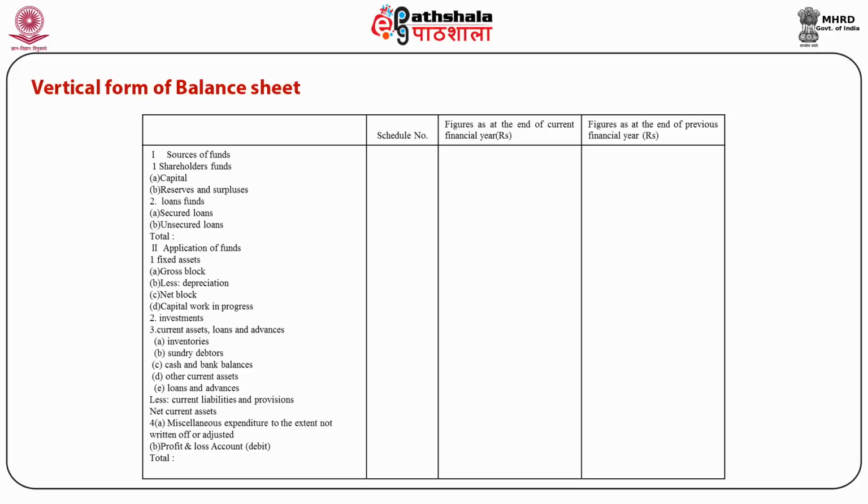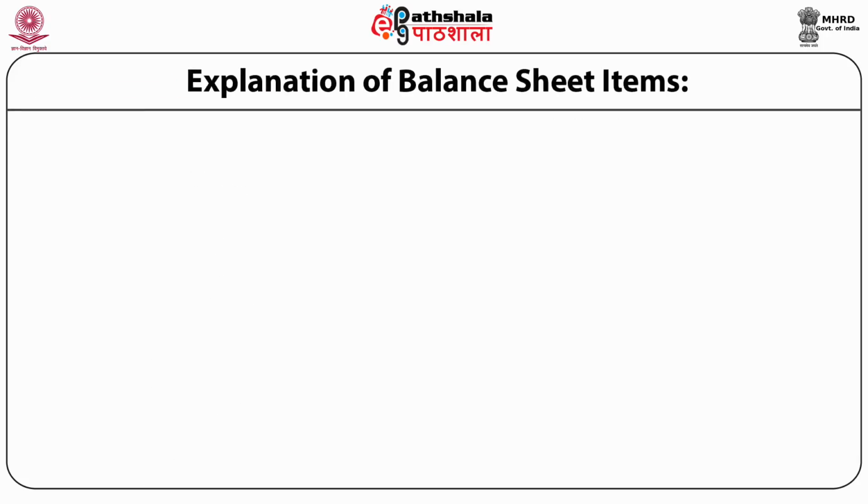Whereas application of funds is related with using that money, that is the sources of funds, for the purpose of purchasing fixed assets, current assets, and loans and advances, miscellaneous expenses. So these are shown in the application of money. The explanation of various items of balance sheet.